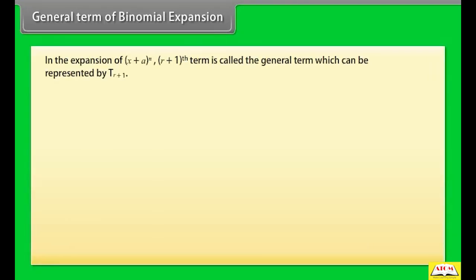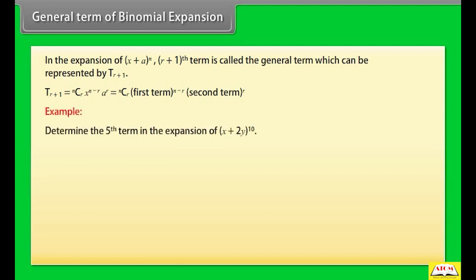General term of binomial expansion. In the expansion of (x + a)^n, the (r+1)th term is called the general term, which can be represented by T_(r+1). T_(r+1) is equal to nCr into x raised to power n minus r into a raised to power r, which is nCr times the first term raised to power n minus r into the second term raised to power r.